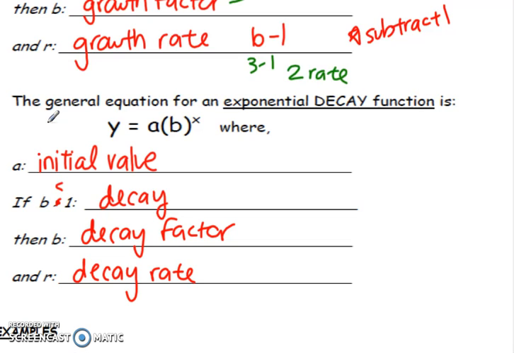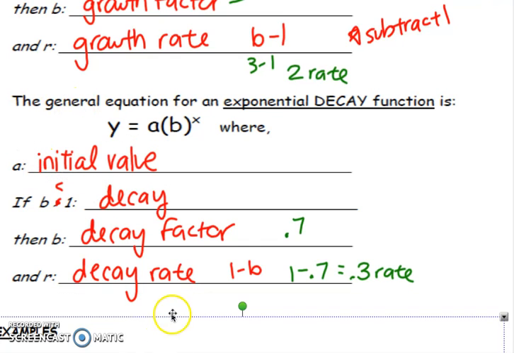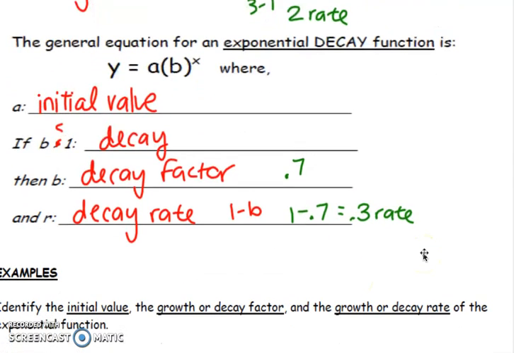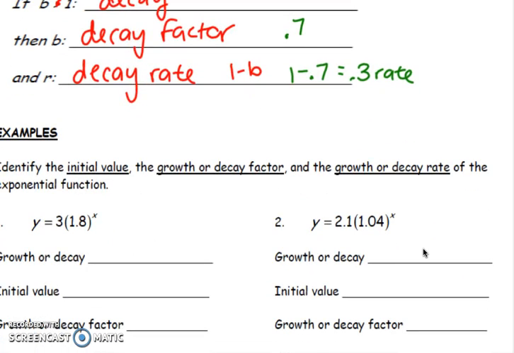And in this case, you're going to do 1 minus B instead of B minus 1. So for example, let's say your decay factor was 0.7. Okay, so to find the rate, you're going to do 1 minus 0.7 to get 0.3 for the rate. So you're basically seeing how far it was away from 1 for this problem. So 3 was 2 away from 1, and then this was 0.3 away from 1. Okay, so let's take a look at some examples.